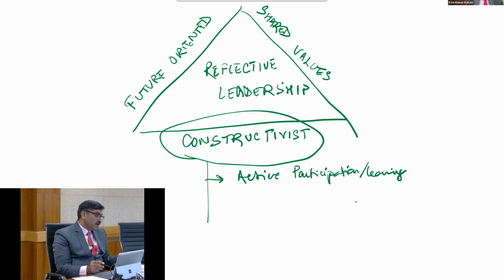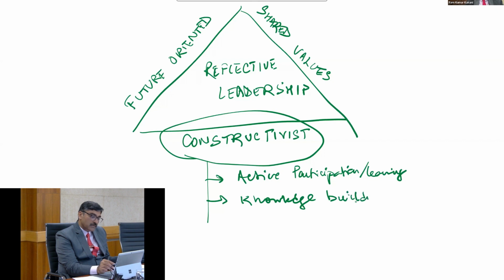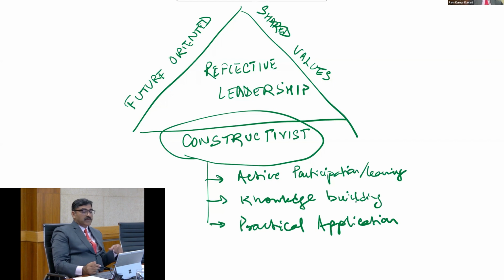So one is active participation. Second, there is a process of knowledge building, and there is a process of practical application. These are the three aspects that are there within constructivist thinking.